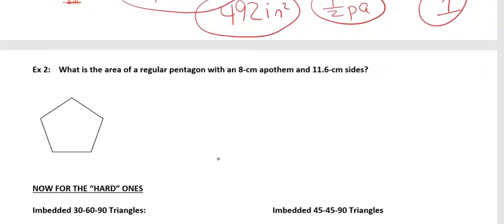All right. I can do another one. This is if they give you an apothem of 8 and they gave you a side length of 11.6. Does anybody need me to do another problem where they give me everything, where you don't have to solve for anything? Questions on this?